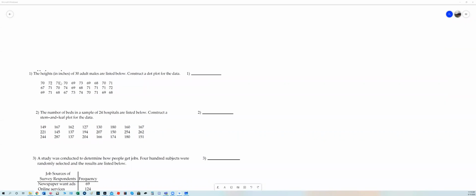Where would we do? What's the smallest number there? 67. 67. Okay. So 67. What's the biggest number? 74. All right, so we have 67, 60.